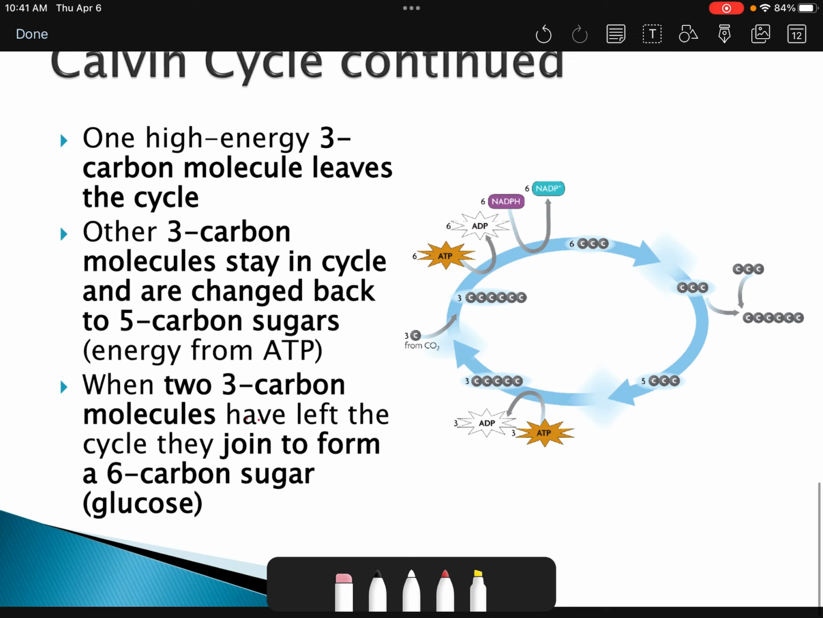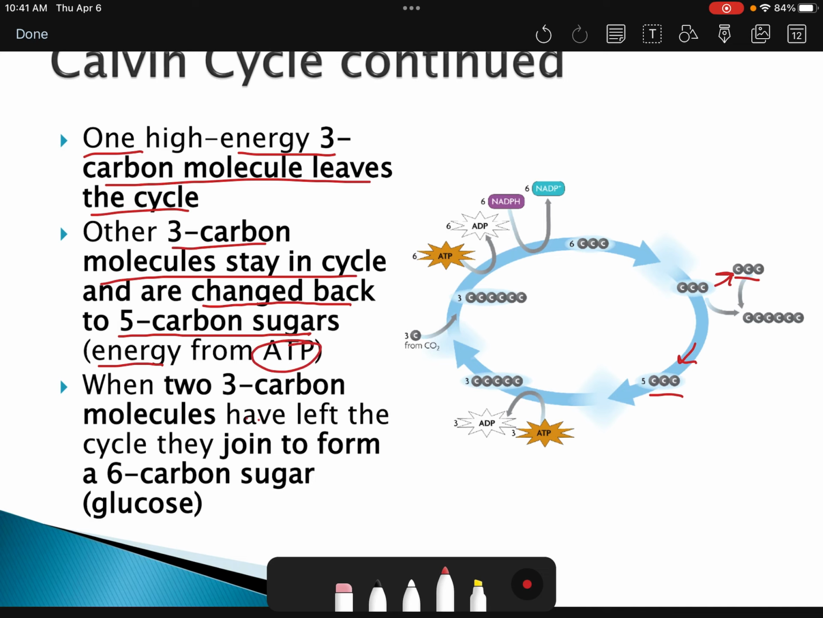Next, one of those high energy 3-carbon molecules leaves the cycle. So there it goes. It's leaving the cycle here. And then the other one continues on. Okay, the other one stays back in the cycle. It eventually gets changed back to a 5-carbon sugar with the energy from more ATP. So here we have it going back to that 5-carbon by using the energy of ATP. So we're back at the beginning of the cycle again.